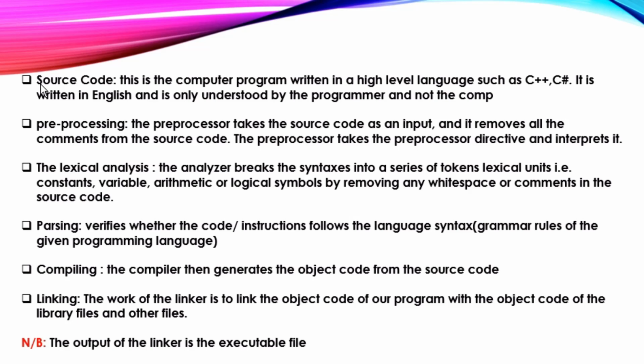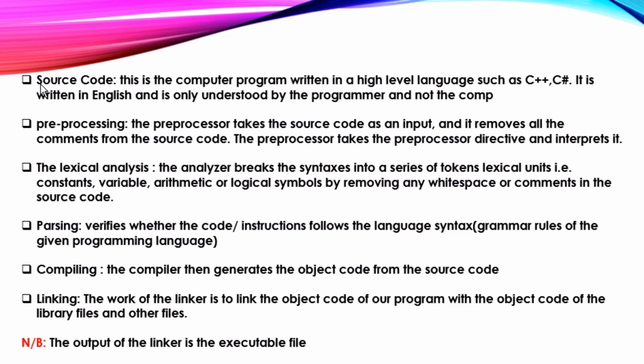We then move to the linking stage. The work of the linker is to link the object code of our program with the object code of the library files and other files. Let's say all high-level language programs use library functions. These library functions are pre-compiled, and the object code of these library files is stored with the extension lib or the .a extension. The main work of the linker is to combine the object code of the library files with the object code of our program.